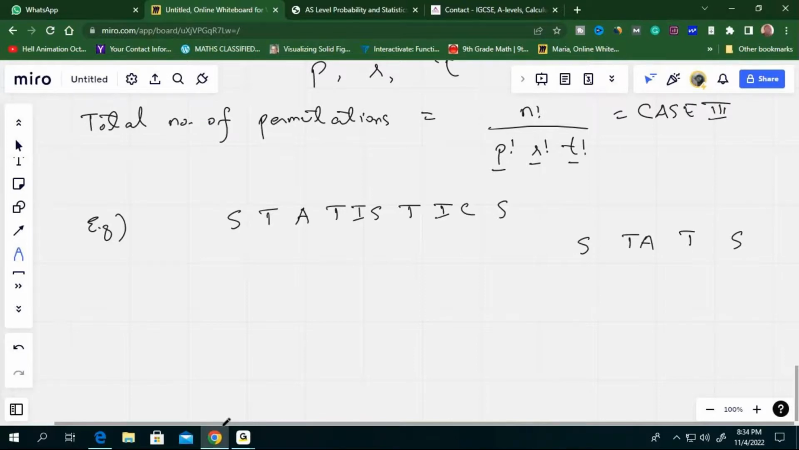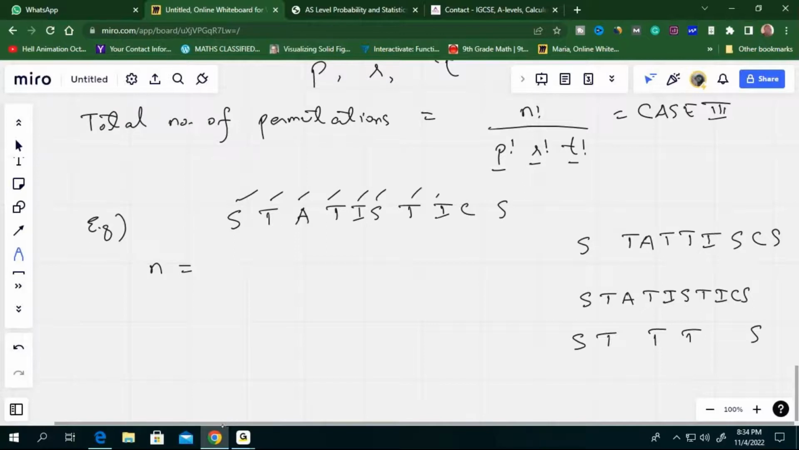Or sometimes I can write everything in a traditional way. This is one way of doing. This is the way of doing. Okay, this is another way. Then you can write T's first, then you can write S's, all of them. So you see, in how many ways you can write this word? That's what they're asking. So what you need to do is just count how many total letters you're having here. Okay, it's 1, 2, 3, 4, 5, 6, 7, 8, 9, 10.